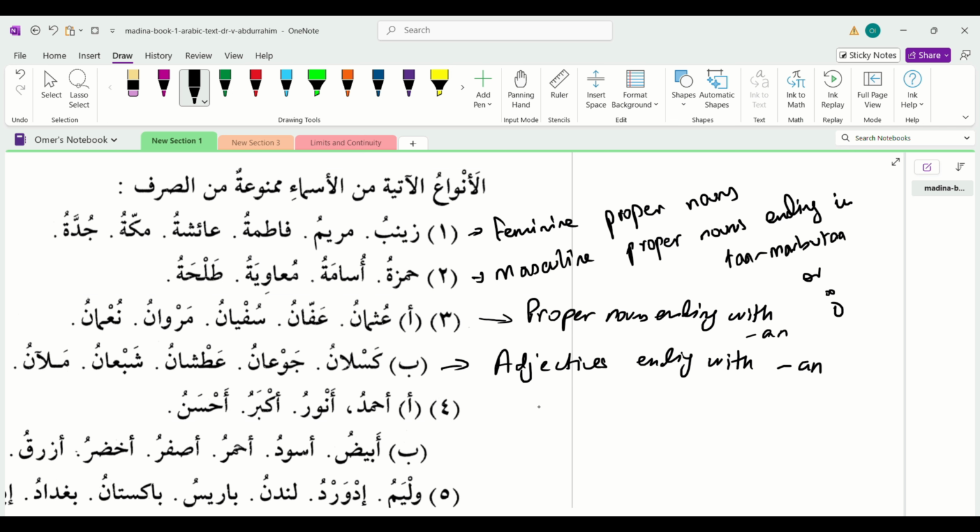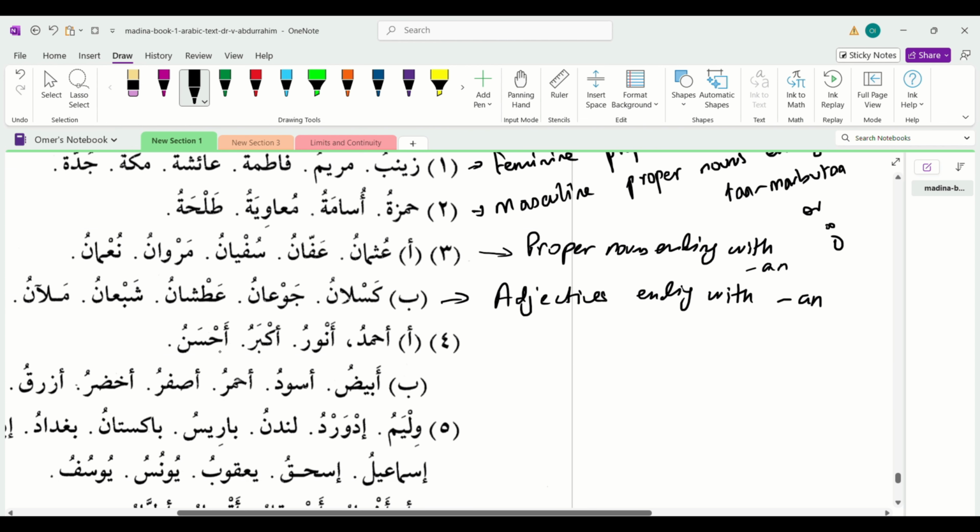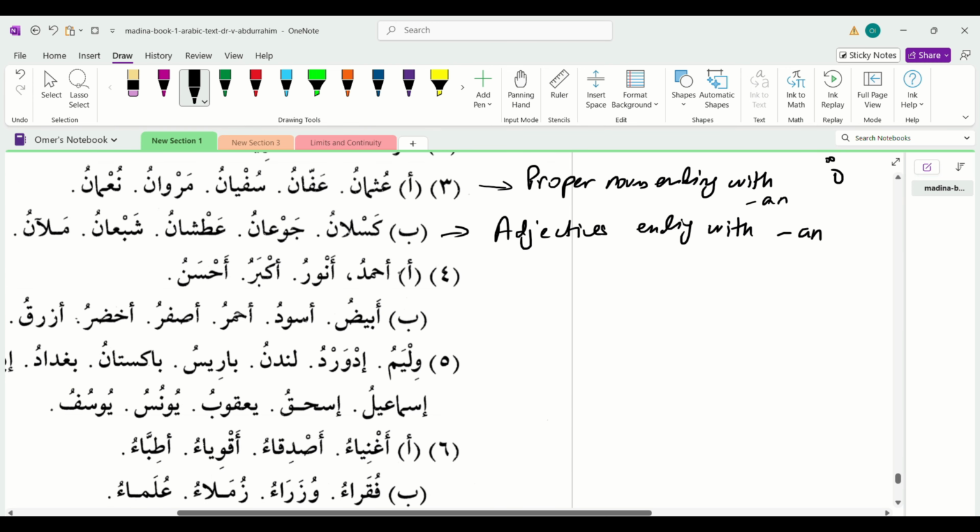And the fourth kind is the pattern of af'alu: anwaru, akbaru, ahmadu, ahsanu. Akbar means bigger, ahsan means better, anwar means brighter, ahmad means more praiseworthy. And these are on the pattern of af'alu.